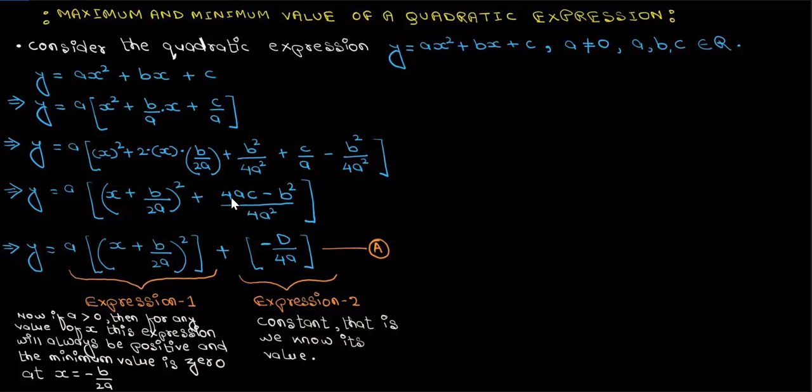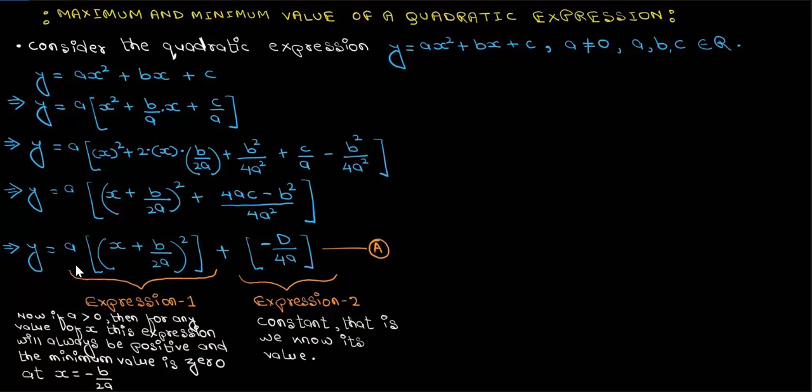So I can say that 4ac minus b square is minus D. So it implies that y equals a times (x plus b by 2a) whole square, plus minus D by 4a. Let us say this is expression A. This expression A has two parts: expression 1, which contains the term (x plus b by 2a) square, and expression 2, which contains the term minus D by 4a.